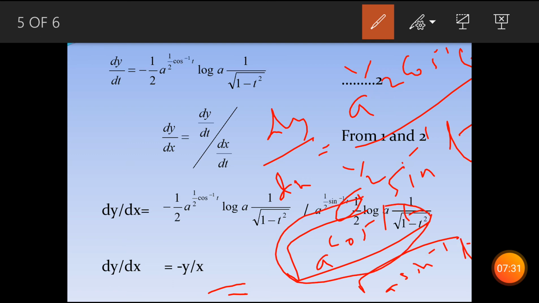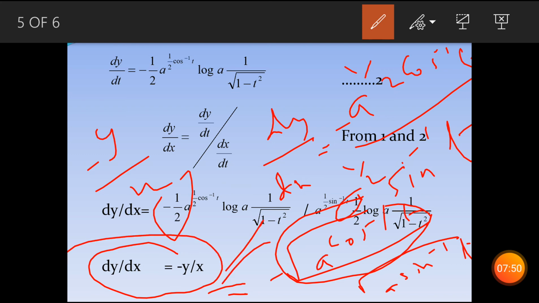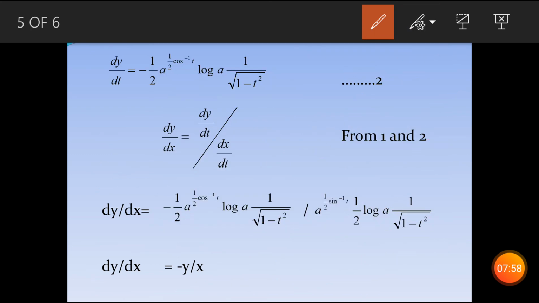And what is this? In the question, in the beginning, what was that? This is y and this is x, with a negative sign, because the negative sign is here. So you have to put the negative sign here also. So negative y upon x. So this is what you have got, and the question was just to show that dy upon dx equals minus y upon x. So the question is again very easy.